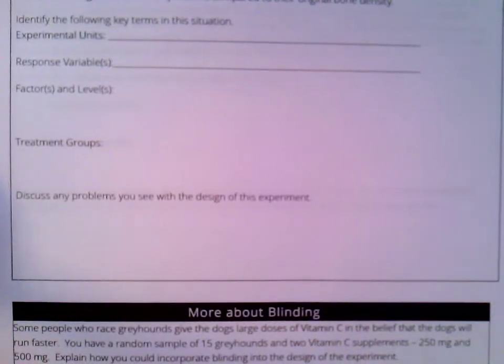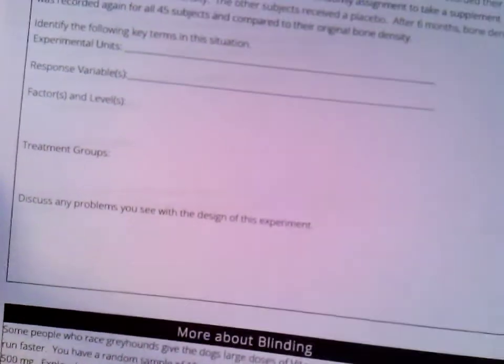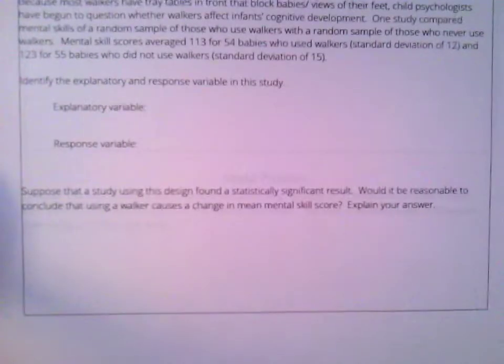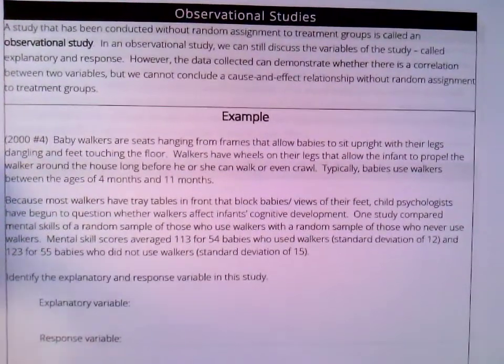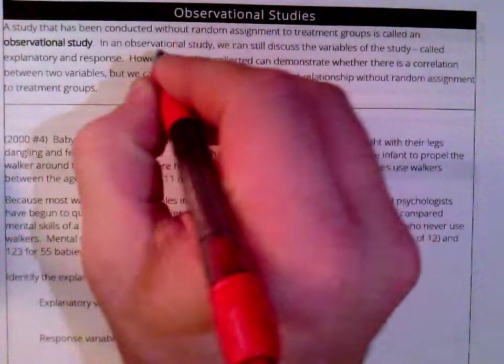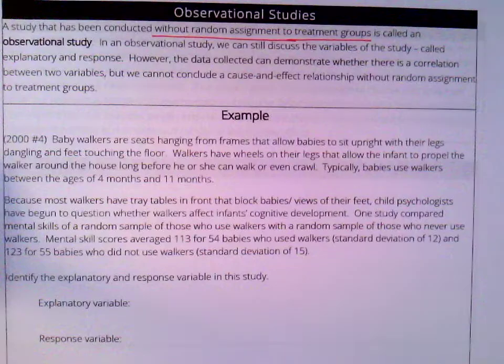Okay, so that's an experiment. We're doing research on experimental units. We have split them up into factors and levels. We're assigning people to treatment groups. The next kind of study is an observational study. This is a study without random assignment. We don't have treatment groups, and we're not randomly assigning people to them. We're literally just watching people and measuring something.